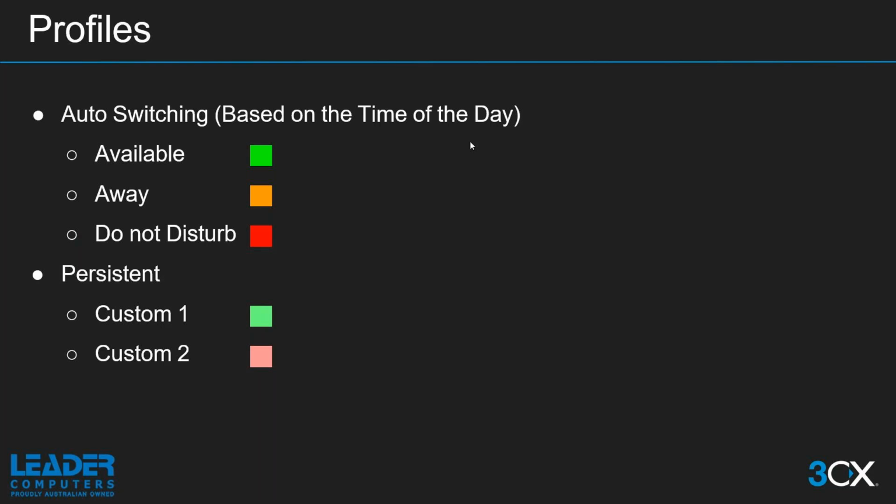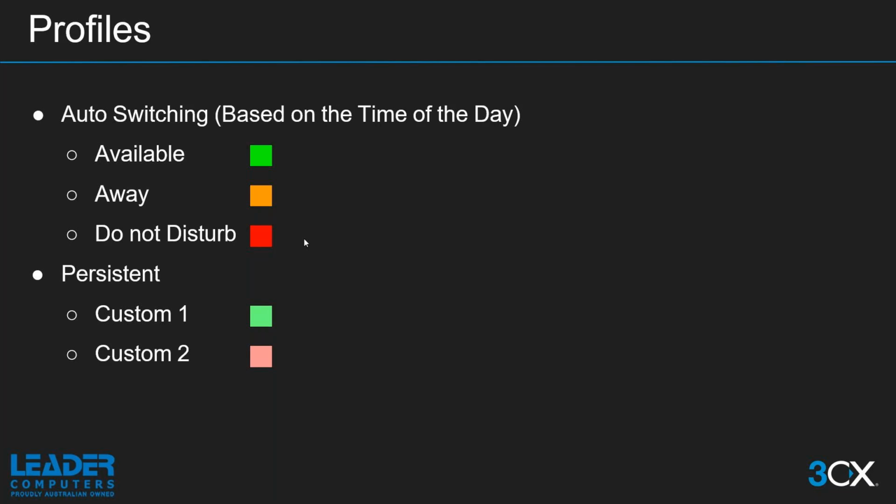There are three common profiles available on the 3.6 based on the time of the day: available, away, or DND. Available is basically when you're in office hours. Away is basically when you're on a break, and do not disturb is basically outside office hours.